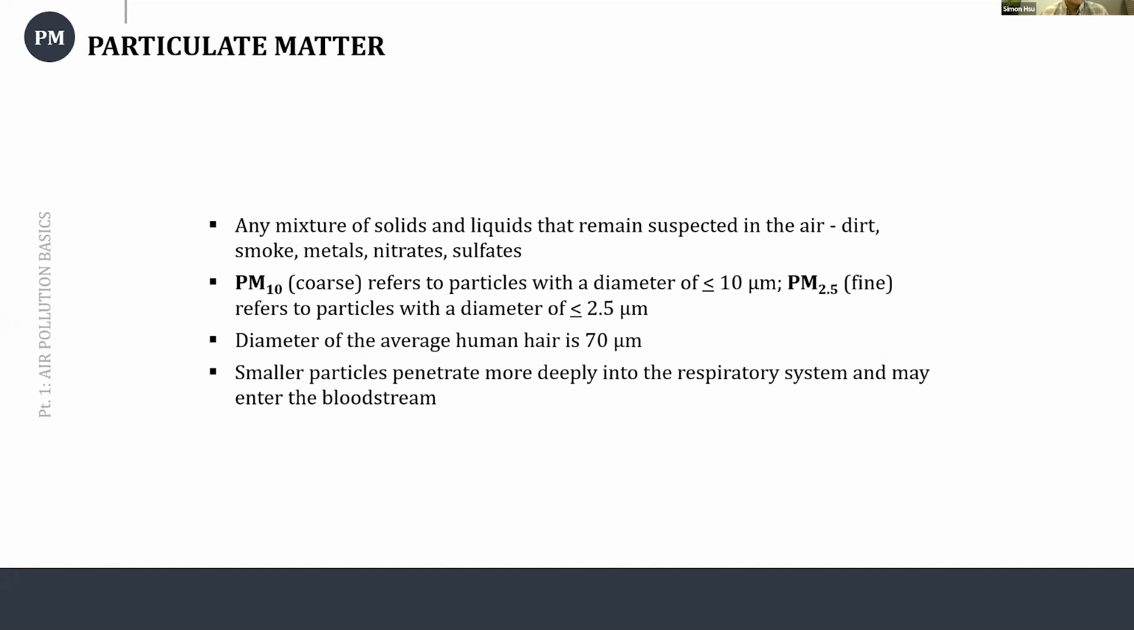And just for reference here, the average diameter of the human hair is about 70 micrometers. And so when we're talking about fine particulate matter, you're talking about particles that are greater than 30 times smaller than the average human hair. And it won't surprise you to learn that the smaller the particle, the more deeply it can penetrate into the respiratory system. And as I'll demonstrate later, may even enter the bloodstream.